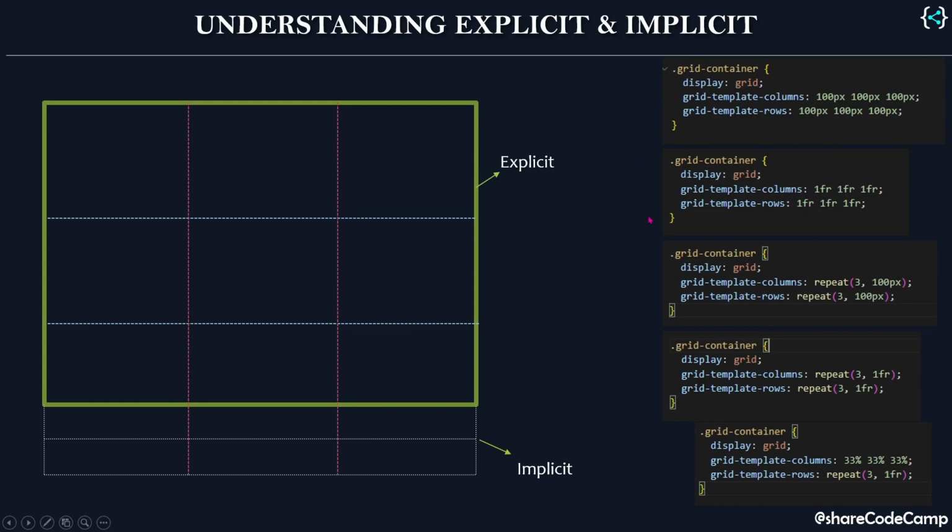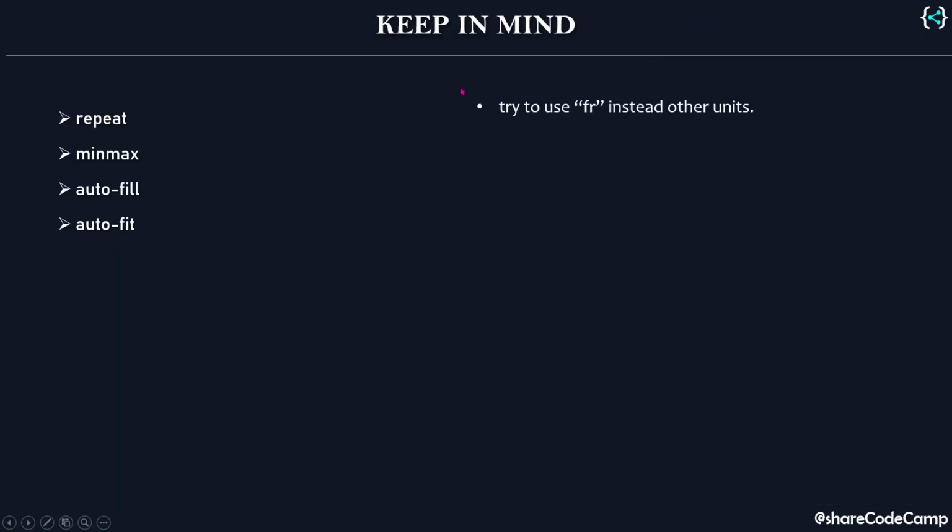Lastly, these are the other alternatives that you can use to create just this explicit grid: 1fr, 1fr, repeat, or even use percentages. But the best way is to use fractions instead of using pixels or rem, things like that. When it comes to CSS Grid, always remember that we will use these things constantly and try to stick with the fractions instead of other units. Let's see everything in code.